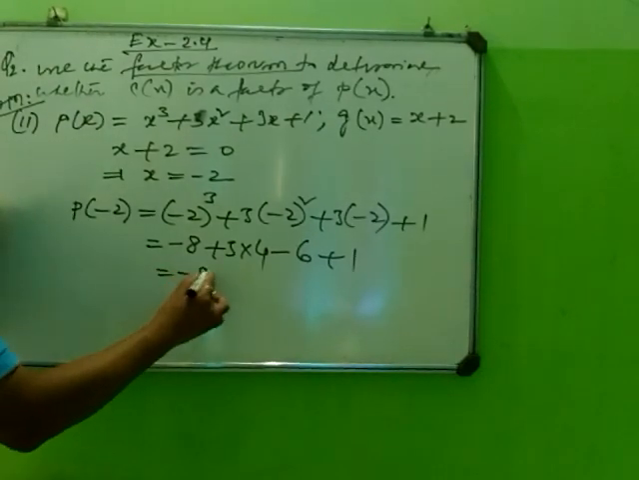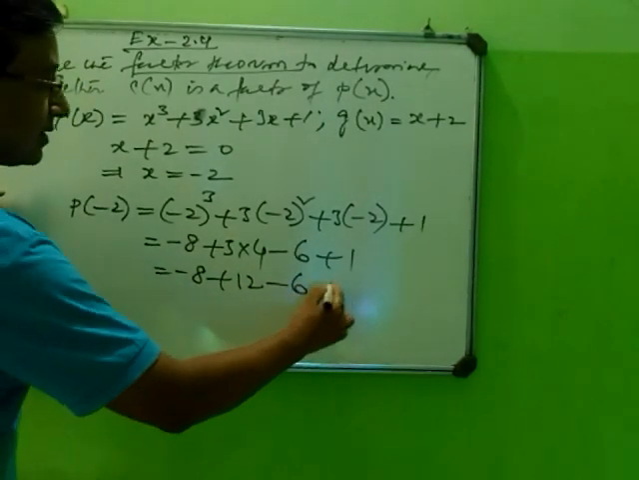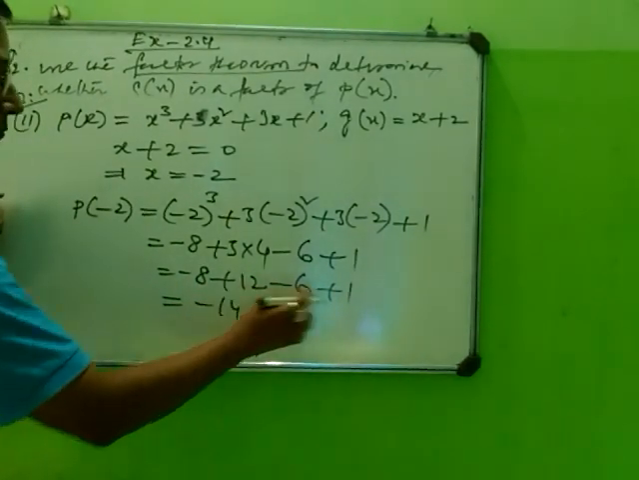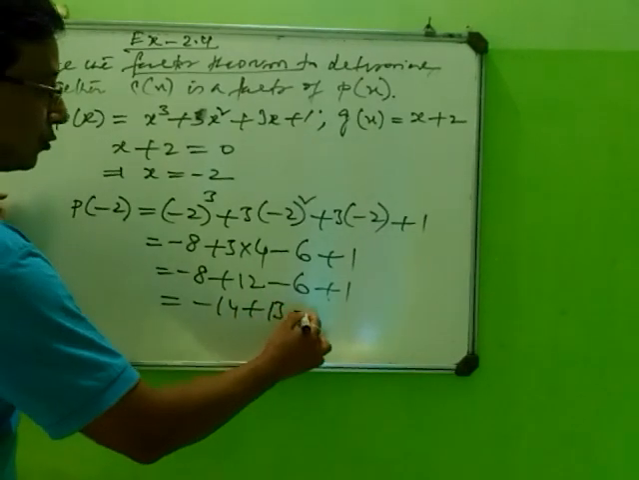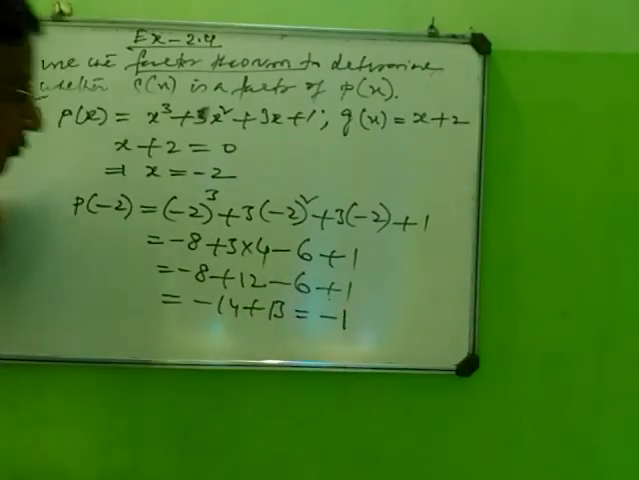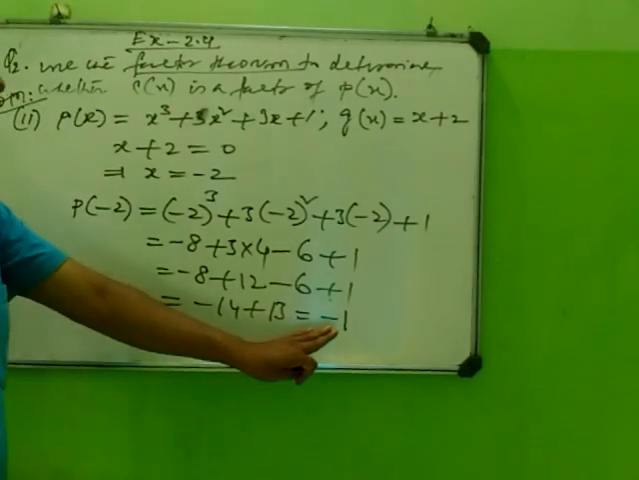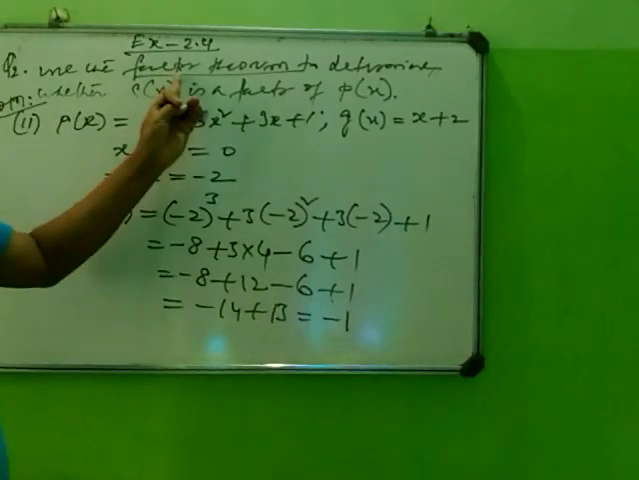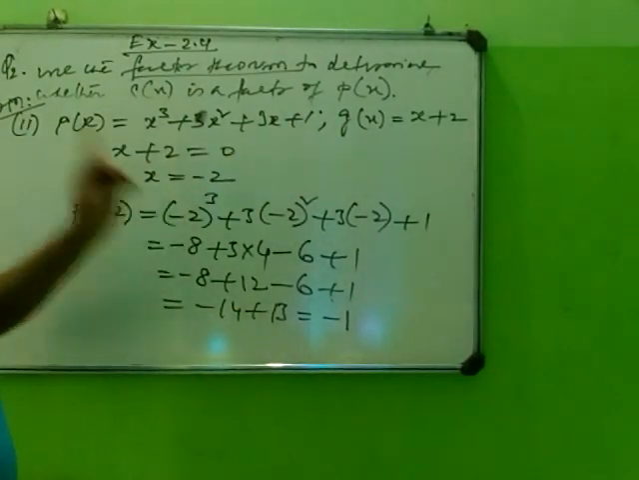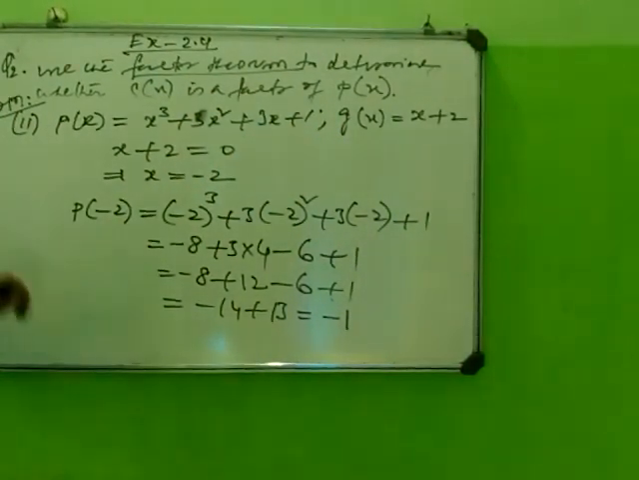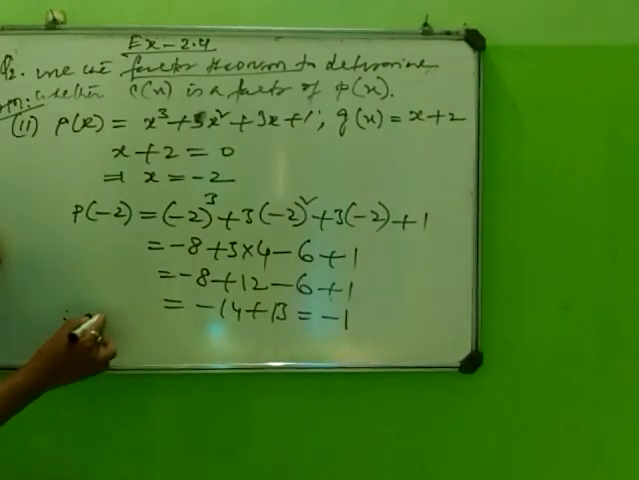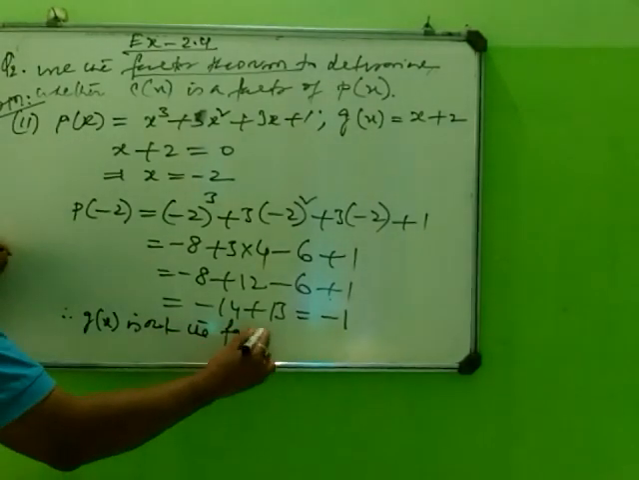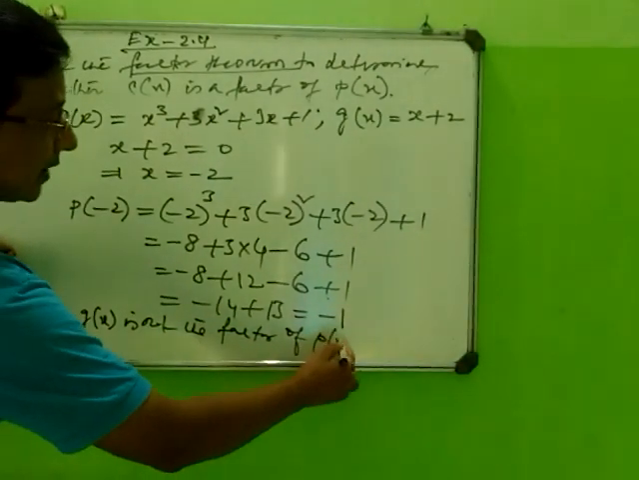So you got minus 8 plus 12 minus 6 plus 1. So minus 8 minus 6 is minus 14, plus 12 plus 1 will be plus 13. So you got minus 1. So you did not get the remainder 0. The remainder you got is minus 1. That is why, by the factor theorem, g of x is not the factor of p of x. So therefore g of x is not the factor of p of x.